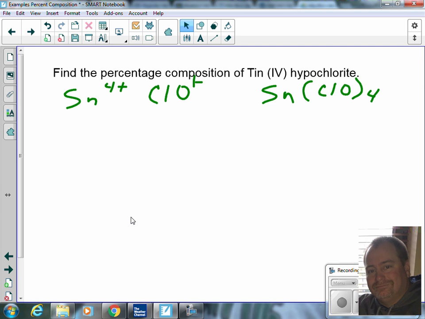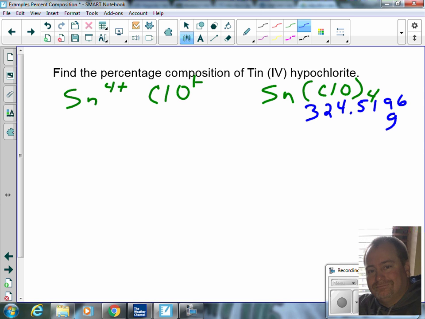Now what I would like for you to do is calculate the molar mass of tin 4 hypochlorite. What do you get for the molar mass of tin 4 hypochlorite? Somebody give me a hand. All right, Graham, what do you get? 324.5196. My label would be grams per mole.